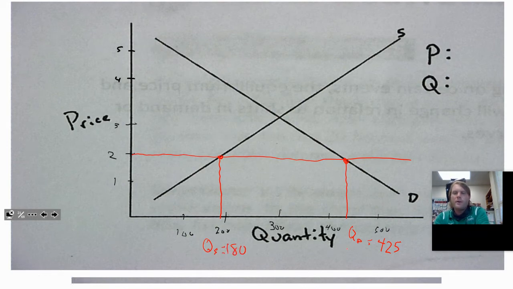Our quantity demanded, lots of people want to buy these things. Imagine if you're going to a concert and the tickets were super cheap, right? A lot of people are going to want to go, and they're going to run out of tickets if they set the price too low. So when our quantity demanded is greater than our quantity supplied, this equals a shortage.